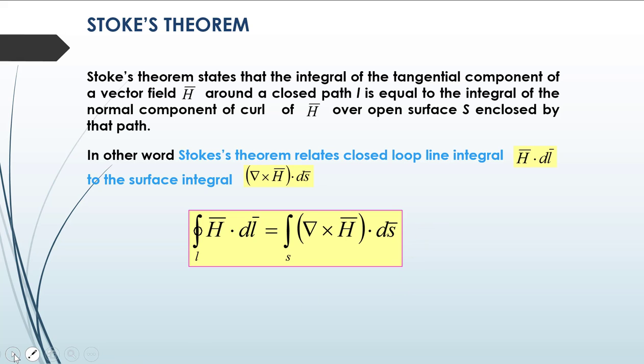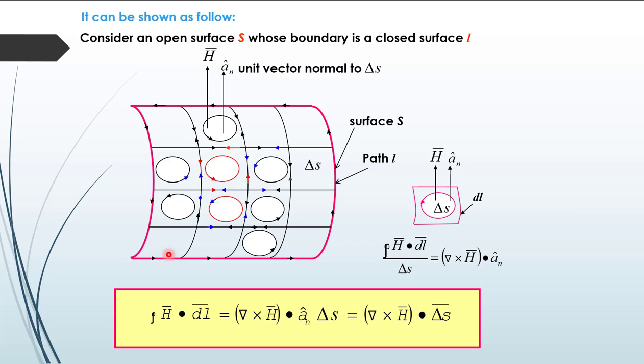Now let us find how this is true. Consider a surface like this. We are calling this surface S. This surface is open, we can call it an open surface, but there is a path L which encloses the surface. Now we divide this surface into small areas. Each area has an area value equal to delta S.